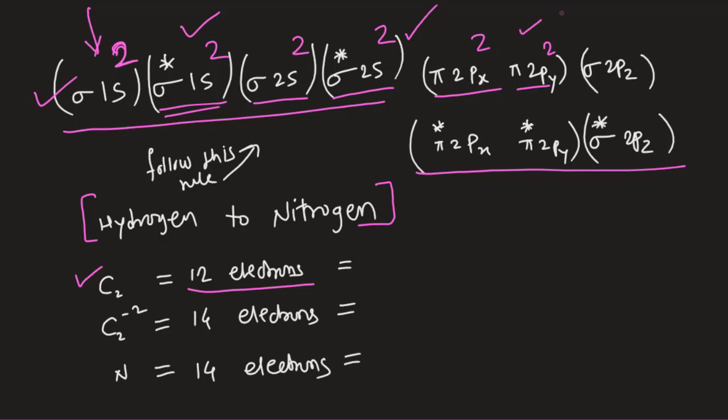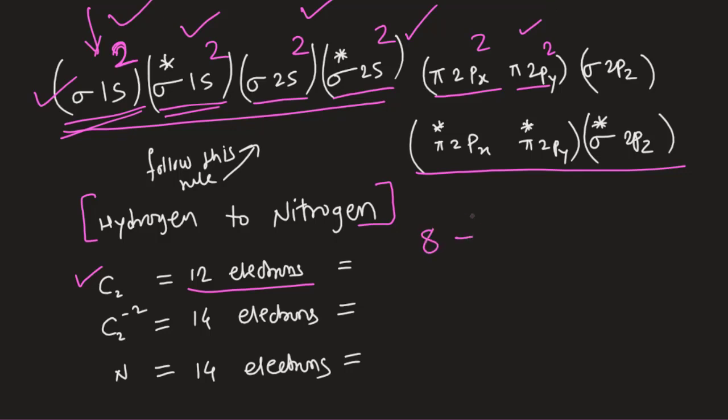Once we fill these orbitals, what we have to do is find all the electrons that have gone into the bonding orbitals. Bonding orbitals are basically those where there is no star. The first orbital you see here is a bonding orbital, so we have to count all those electrons. Here we have got 2, 2, 4, and here we have got 4. So there are a total of 8 electrons in the bonding orbitals.